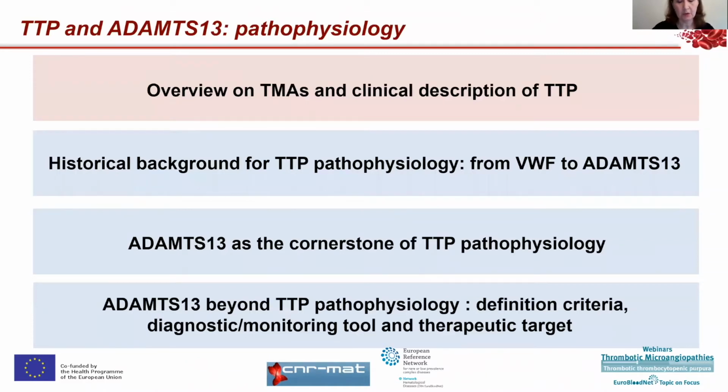This is the outline I have chosen for this talk. First, I will provide you an overview on TMAs and clinical description of TTP. Second, I will recall the historical background for TTP pathophysiology and how we moved from von Willebrand factor to ADAMTS13. And third, I will show why ADAMTS13 is now considered the cornerstone of TTP pathophysiology. And finally, I will give you some perspective on how ADAMTS13 is important beyond TTP pathophysiology as a definition criteria, a diagnostic and monitoring tool, and also a therapeutic target.